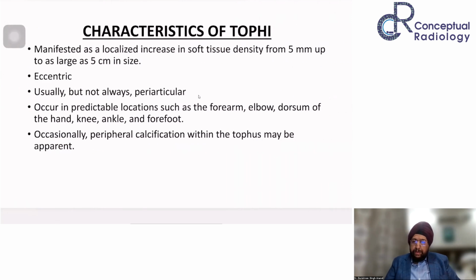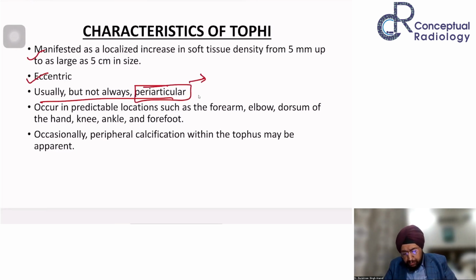Now, what are these tophi? They are localized increases in soft tissue density on a radiograph. They can range from a small size to approximately even 5 centimeters in size. Very importantly, these are eccentric. They are usually, but not always, periarticular, that is, they involve either the metaphysis or the diaphysis of the bone.